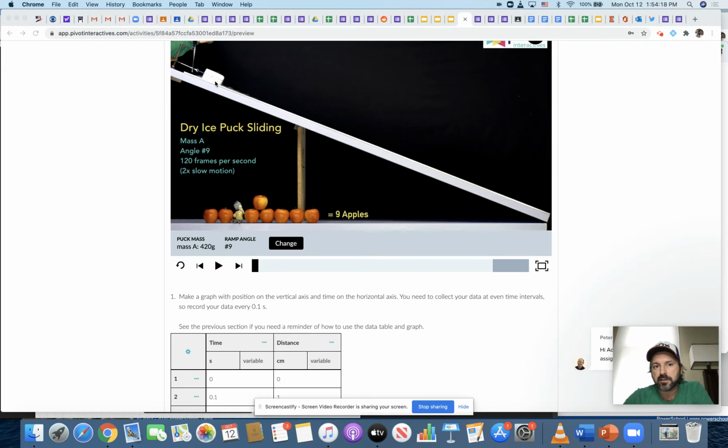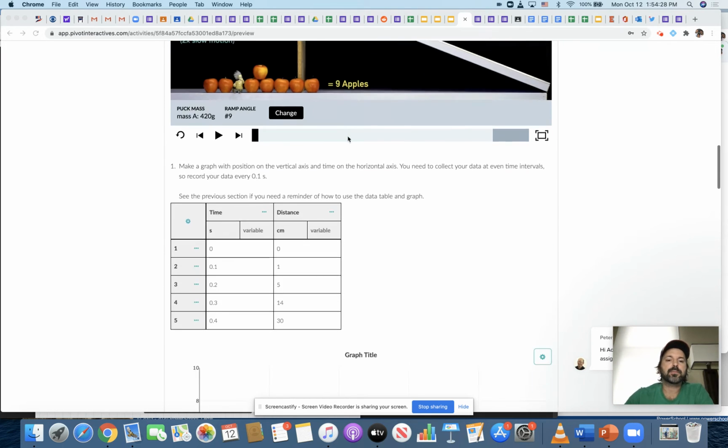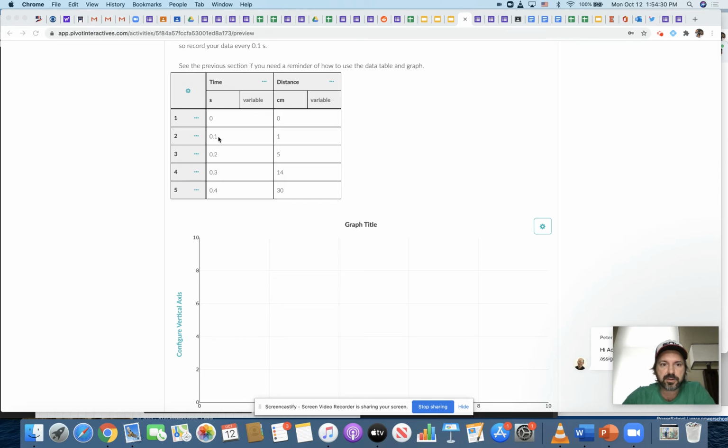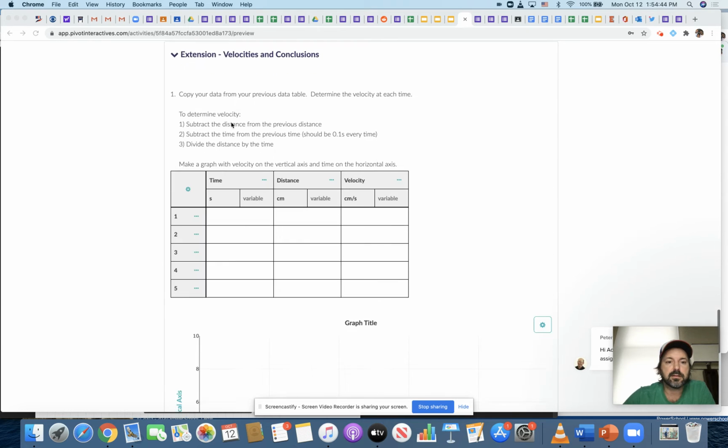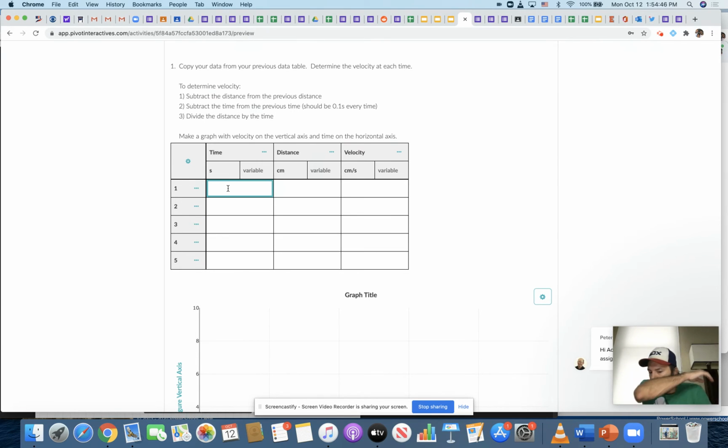So what it's asking you to do is, for each 0.1 second interval as the puck slides down the ramp, calculate the velocity at the end of that interval. For example, I'm going to start and find the velocity in the first 0.1 seconds. From 0 seconds to 0.1 seconds, that's a difference of 0.1 seconds. So if I come down to my chart, 0.1 second. The distance traveled in that 0.1 second is 1 centimeter.